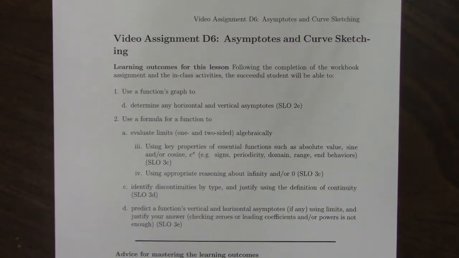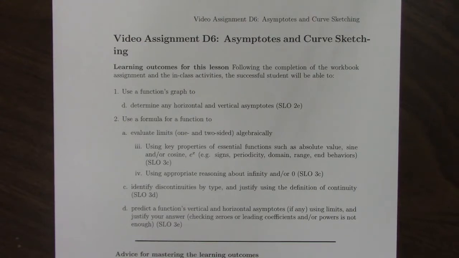In assignment D6, we're going to discuss asymptotes and curve sketching. So the learning outcomes for this lesson are, upon the completion of this workbook assignment, we should be able to use a function's graph to determine any horizontal and vertical asymptotes, use a formula for a function to evaluate limits, one-sided or two-sided algebraically, use key properties of essential functions such as absolute value, sine, cosine, e to the x.